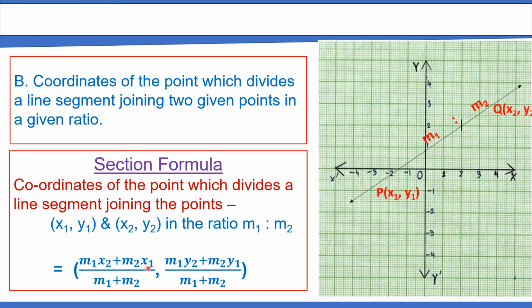(m1 x2 plus m2 x1) upon (m1 plus m2), comma (m1 y2 plus m2 y1) upon (m1 plus m2). Here you can see one thing, m1 into x2 plus m2 into x1 upon m1 plus m2, that's the first one. m1 y2 plus m2 y1 upon m1 plus m2 will be the next coordinate. So you can remember that way. This is definitely an important formula for the chapter.